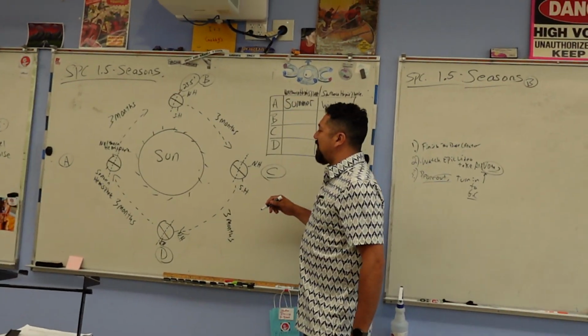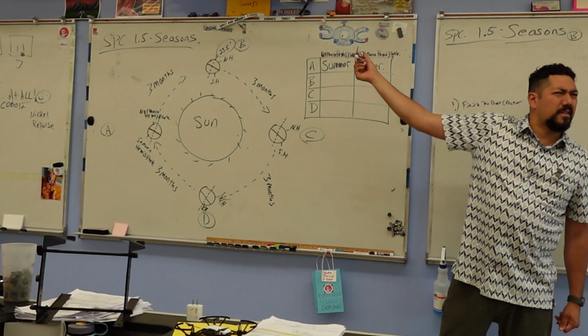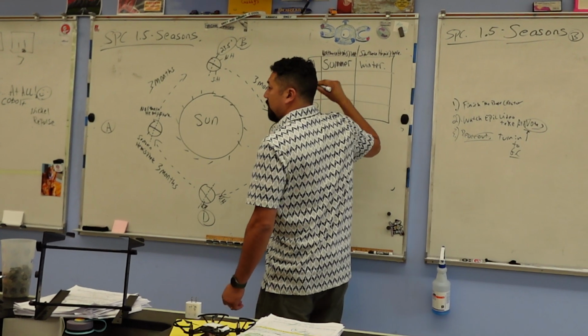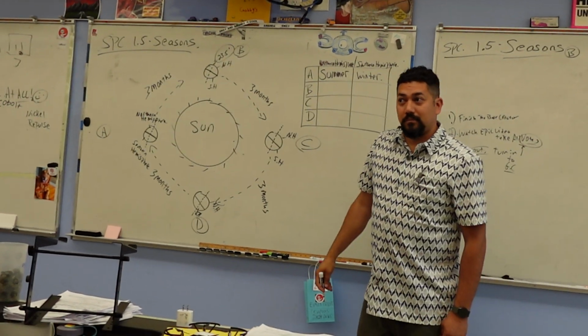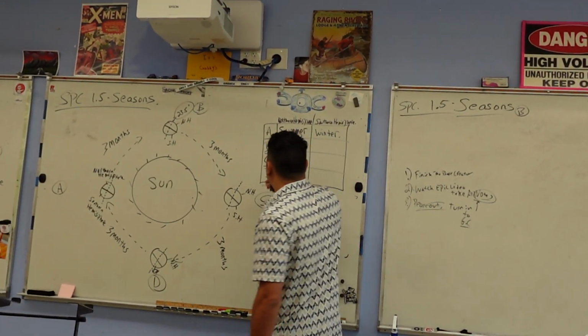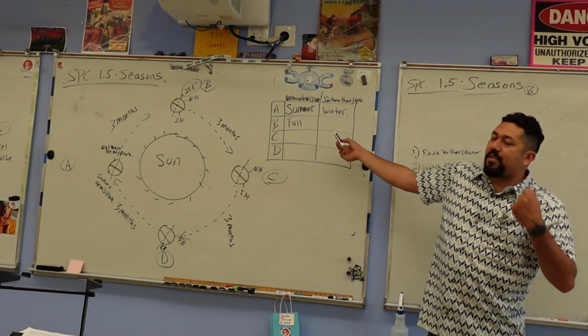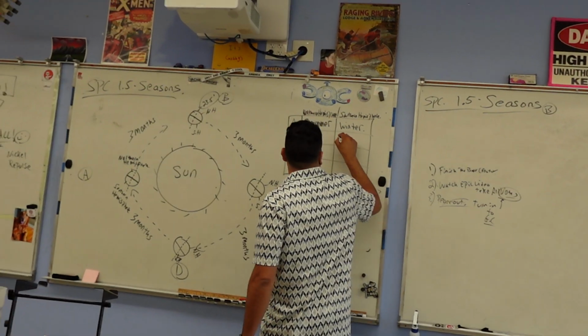Let's move on to our answers. B, what season is it 3 months after summer? It's fall. So what season would it be in the Southern Hemisphere? Very good.